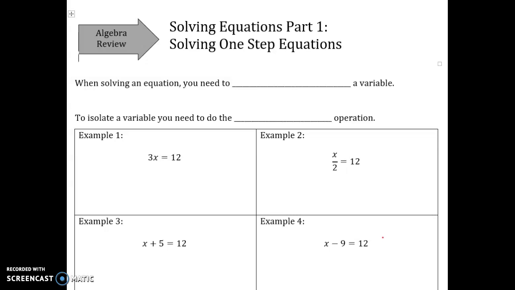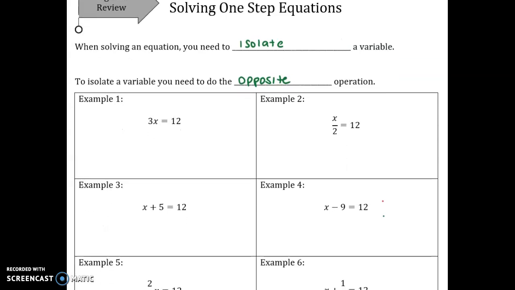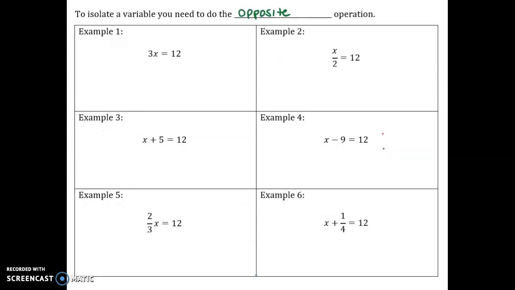We're going to start off with solving equations. When solving an equation, you need to isolate a variable. To isolate a variable, you need to do the opposite operation. And in this video, we are just going to review some basic opposite operations to start.